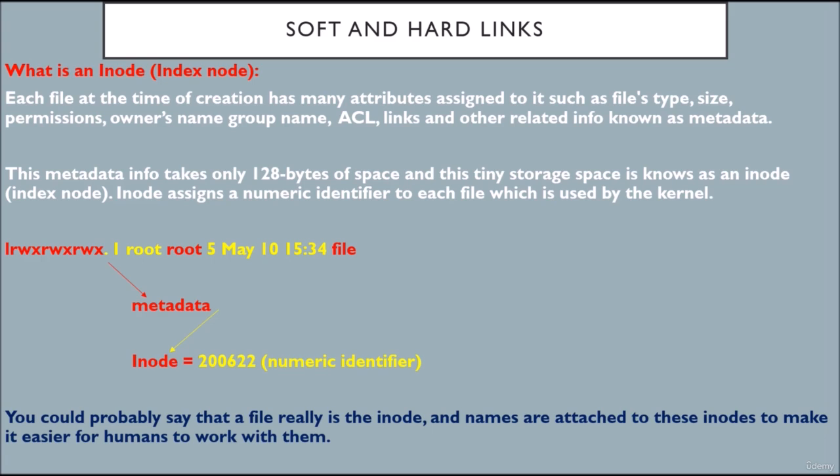You can probably say that a file really is the inode, and names are attached to this inode to make it easier for humans to work with them. So when you look at a file, you'll see a file name as, for example, file 1. But your kernel understands file 1 as a numeric identifier number, which is known as an inode.